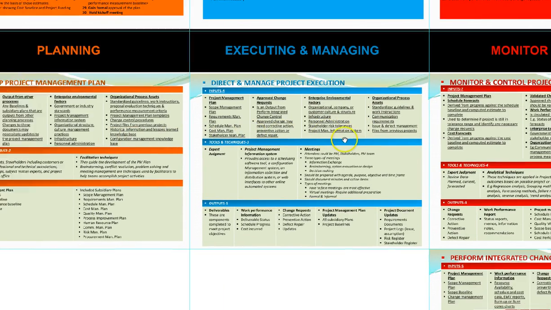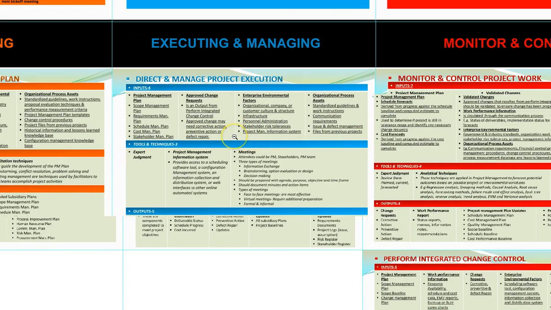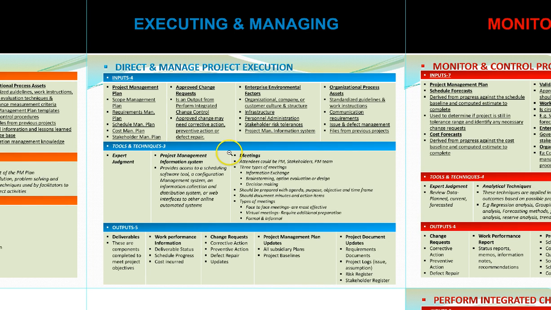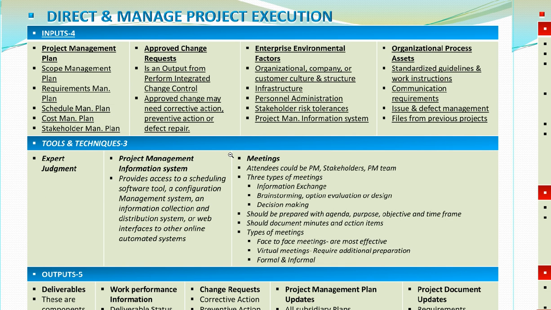Management knowledge area. Now the third process is direct and manage project execution. So it talks about how we are going to direct the project and how we are going to manage and execute it. Execute the whole project. So what are the inputs that we will need for direct and manage project execution process?